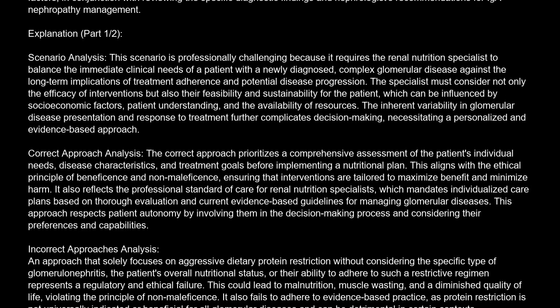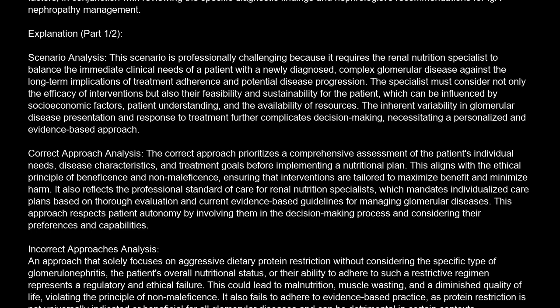The correct answer is D. Conduct a thorough nutritional assessment, including dietary intake analysis, anthropometric measurements, biochemical markers, and a detailed understanding of the patient's lifestyle, cultural preferences, and socioeconomic factors, in conjunction with reviewing the specific diagnostic findings and nephrologist's recommendations for IgA nephropathy management.